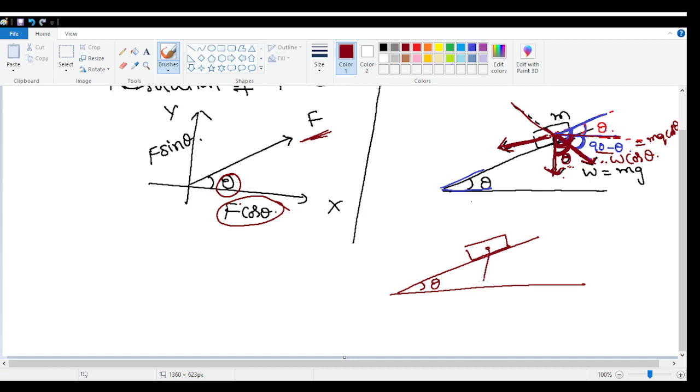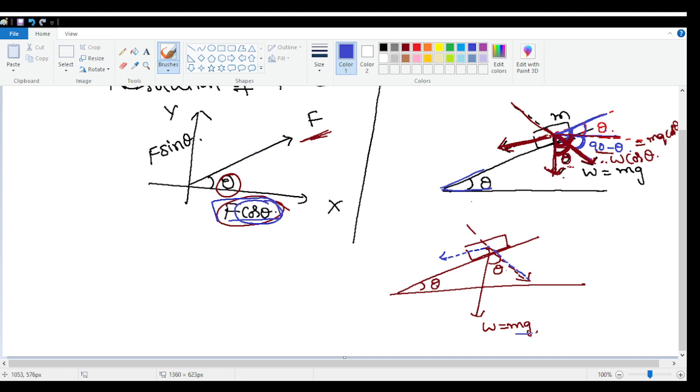The weight will act in the downward direction like this, W is equal to mg. So just now we understood that one. The angle between the vertical line and the line perpendicular to the inclined plane is theta only, the same angle. Now our goal is to resolve this weight into two components, one the horizontal component and another the vertical component. You are already familiar: if a vector is there, the adjacent side component is equal to the same vector multiplied by cos theta.